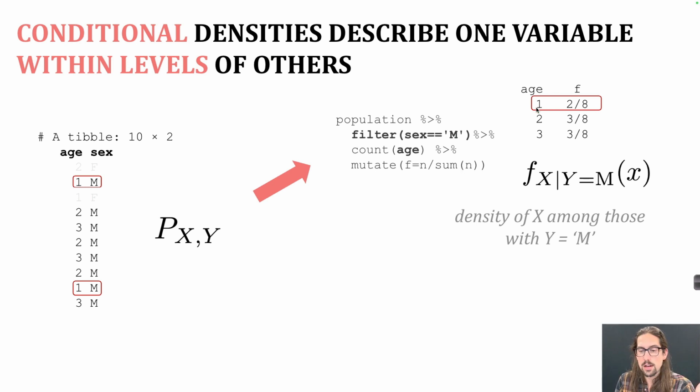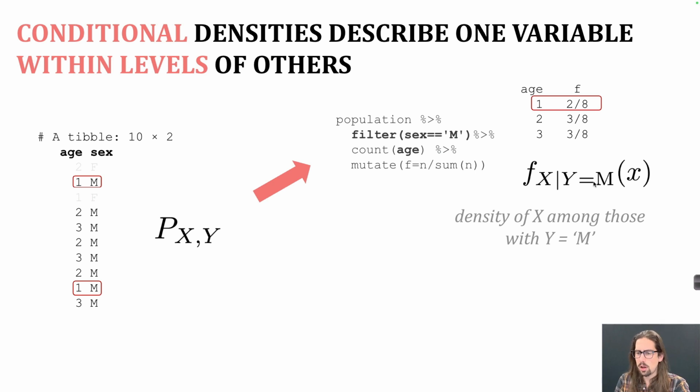So for age equals 1, this is among sex equals m, right? I've grayed out the f's over here. I'm only considering the subpopulation where sex equals m, and then I'm tabulating age. So for age 1, we have 2 out of 8. Not out of 10, because it's not the whole population, it's just the subpopulation, so it's 2 out of 8. Similarly, for age 2 it's 3 out of 8, and so on.